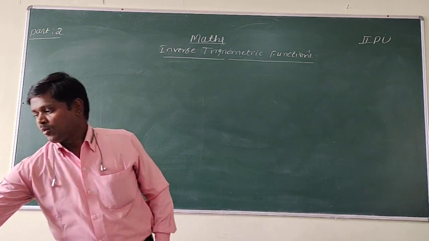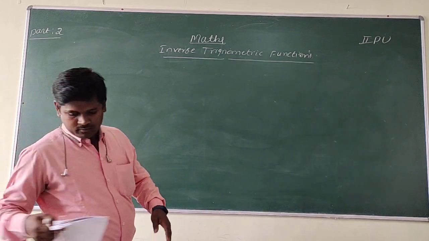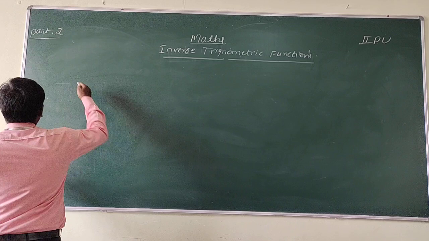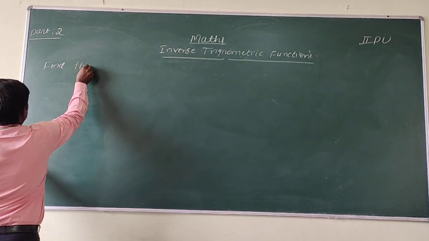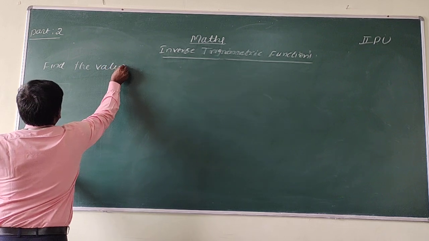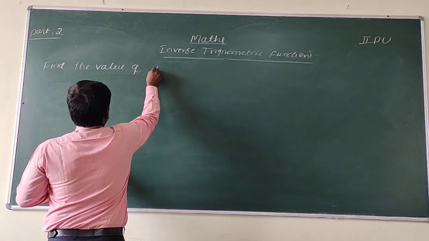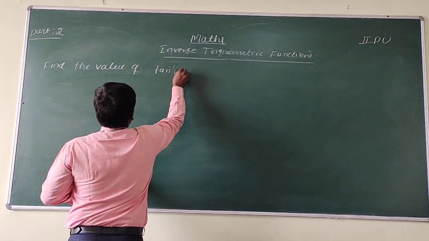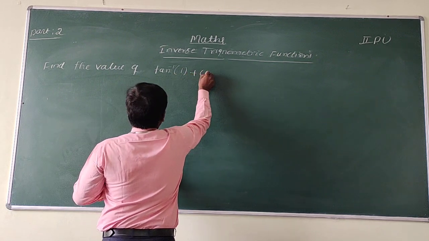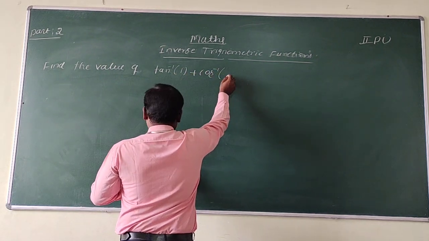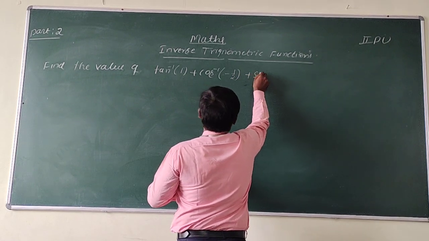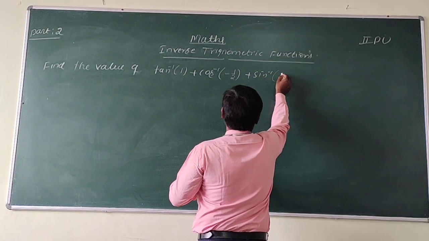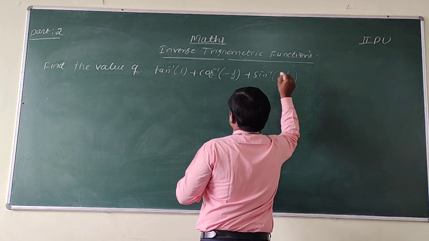Okay, so first one, find the value of tan inverse 1 plus cos inverse of minus 1 by 2 plus sin inverse of minus 1 by 2.